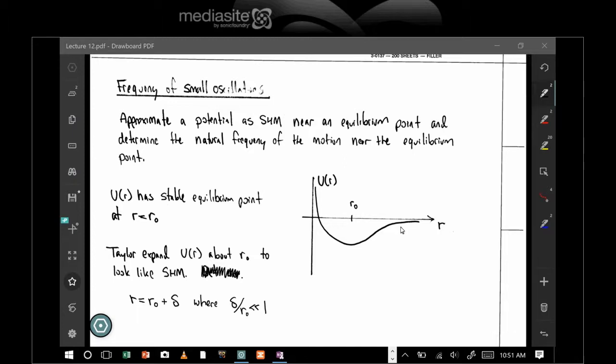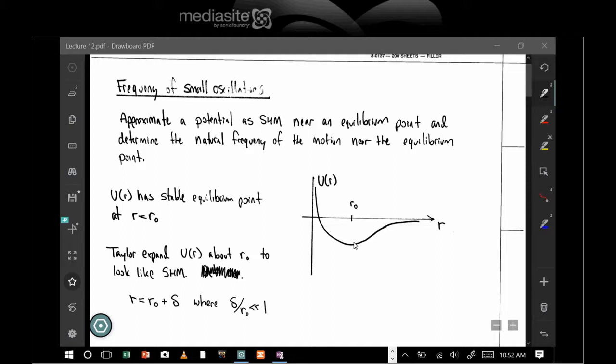However, what I may be interested in is motion not at any value r, but motion about the equilibrium point. So if I want to look for small oscillations about this point, since this is a stable equilibrium point, if I displace it from here, I expect it to oscillate at some natural frequency, and that is the frequency of small oscillations. So how do I solve that?